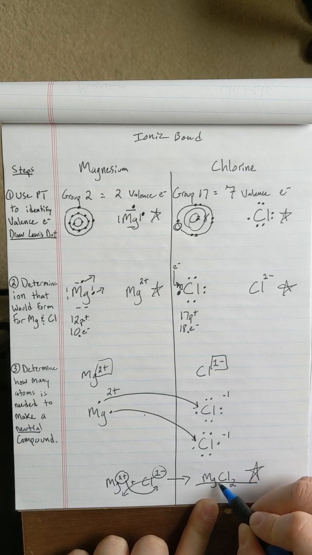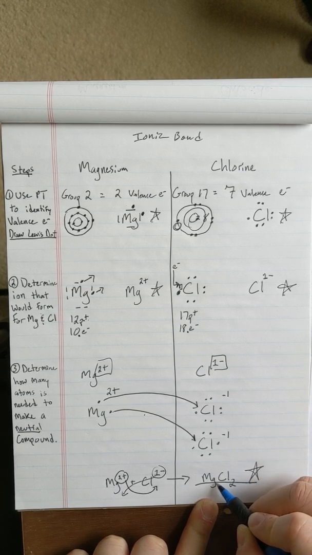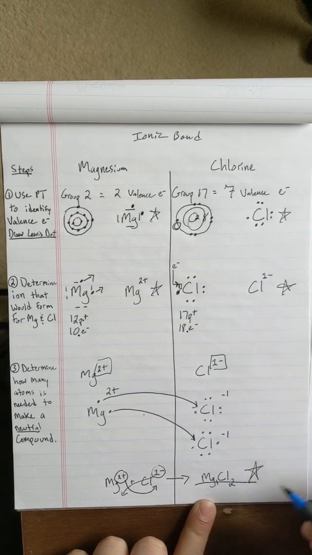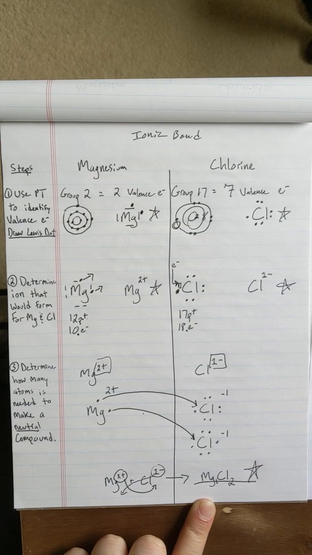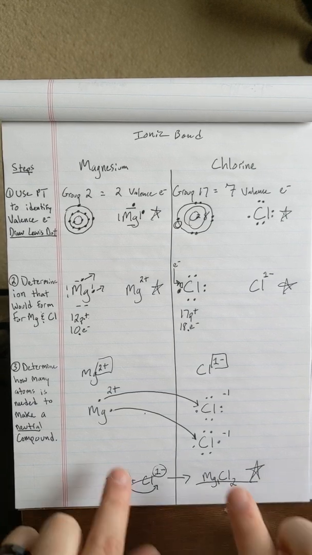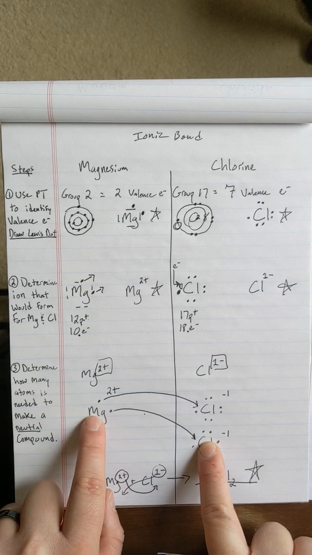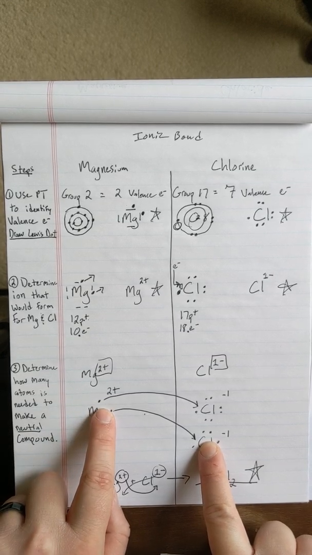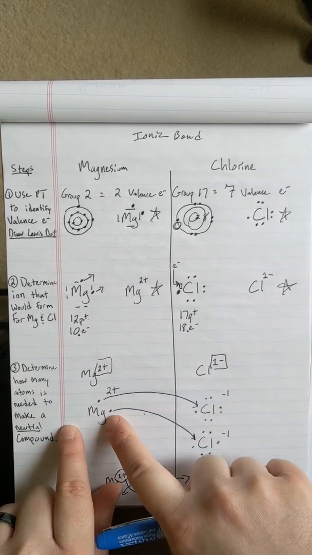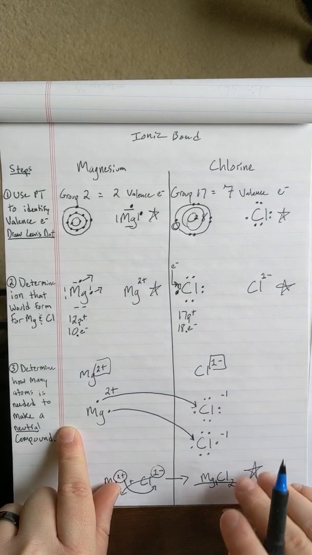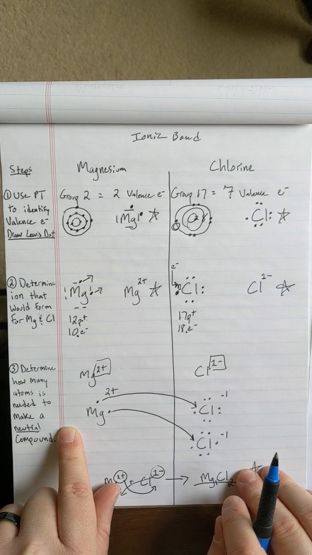And there is an imaginary 1 here. We don't typically write the 1 when we're writing compounds, but you could put it there. There's an imaginary 1. And this is what that Lewis dot structure for the compound would look like. It would look like a single magnesium element giving one of its valence electrons to two different chlorine atoms.